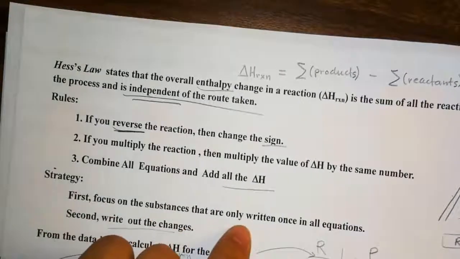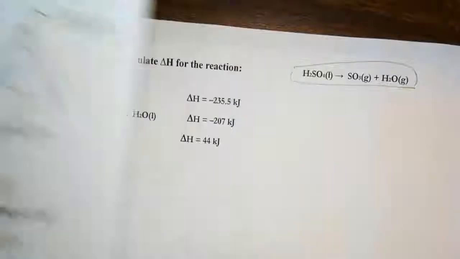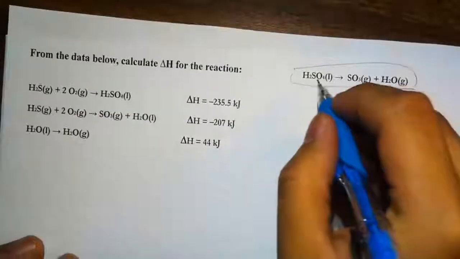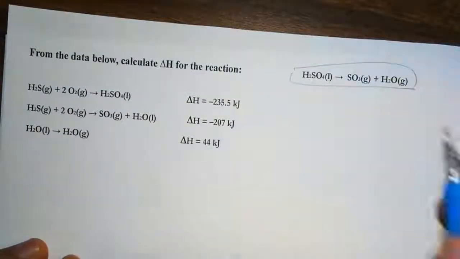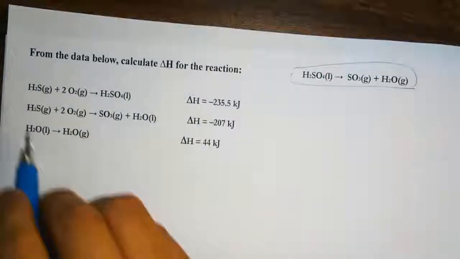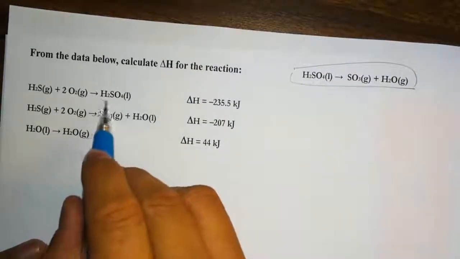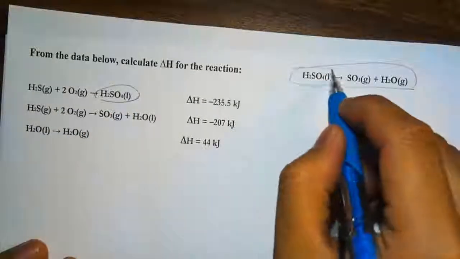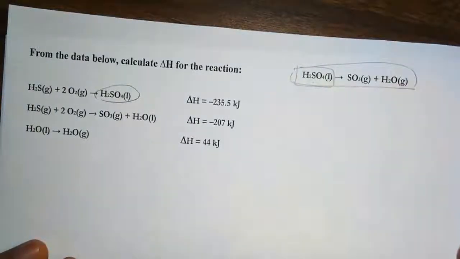In this case, we go back to the rule and look at the same strategy, right? Focus on the substances that are written only once. Let's look at H2SO4. How many times do you see it written in here? Oh, it's only once, right there. So we can circle that and box that. We want to pay attention to it.